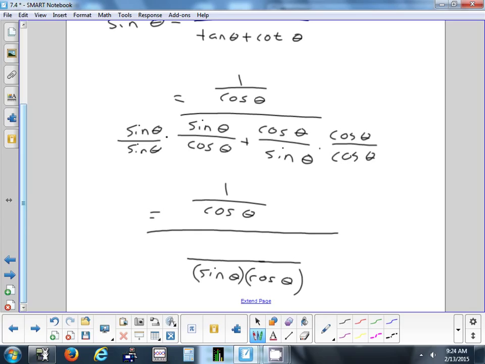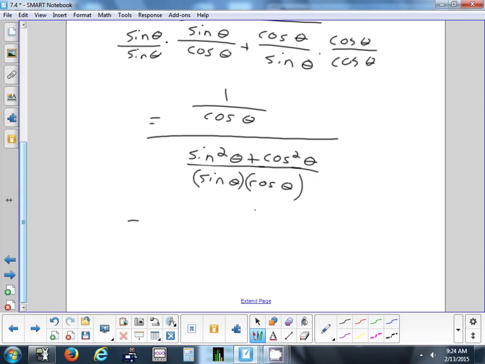We're going to get sine times sine, sine squared, plus cosine times cosine, that's cosine squared. It still doesn't look that much better, but it's about to start looking better. Anybody notice something there? Sylvia? Sine squared plus cosine squared equals 1. Yeah, this whole thing right here becomes a 1. That's a Pythagorean identity.